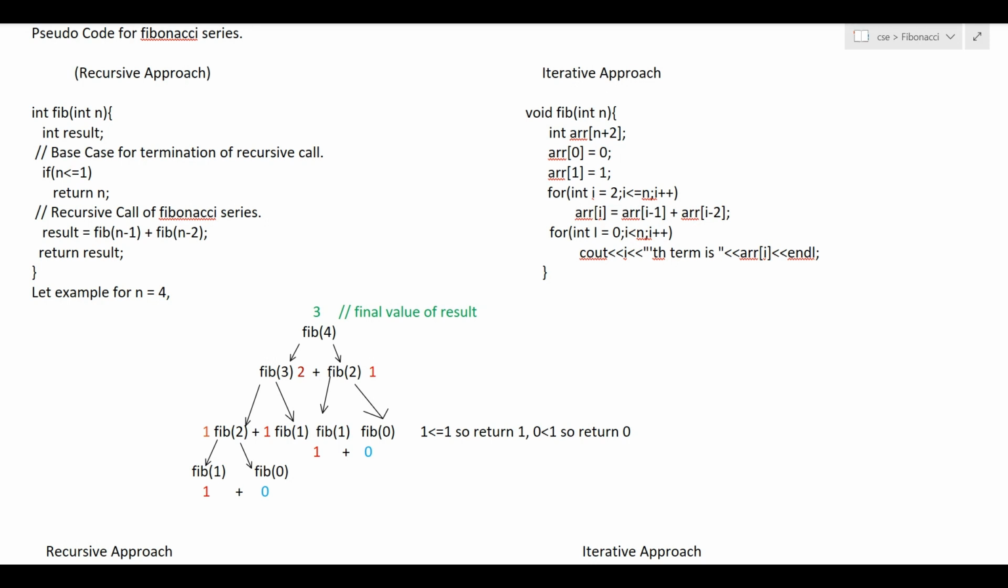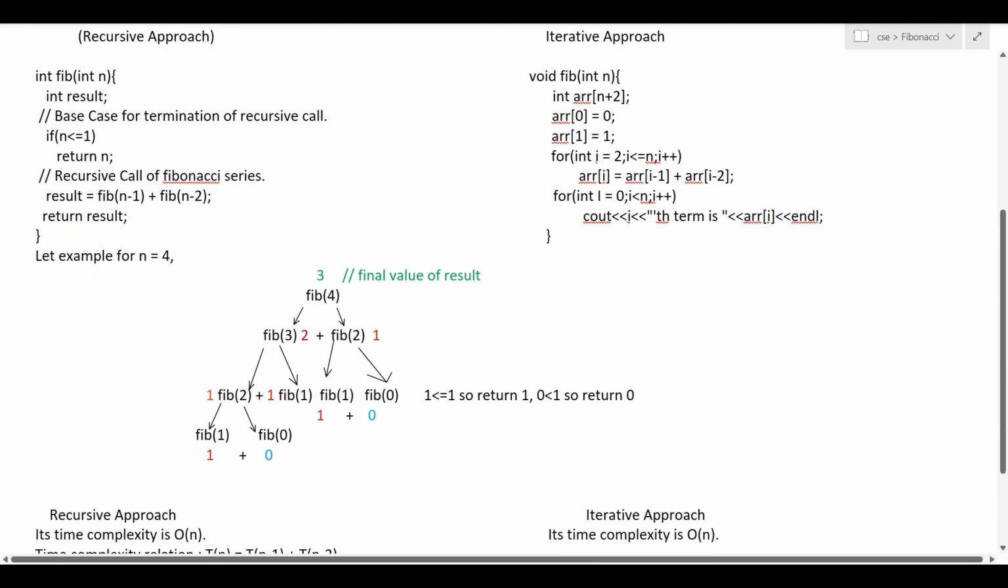In the iterative approach we have to create an array of size n plus 2, and we assign array 0 is equal to 0, array 1 is equal to 1, and now run the loop till n and then print the value. Okay, for example n is equal to 2.